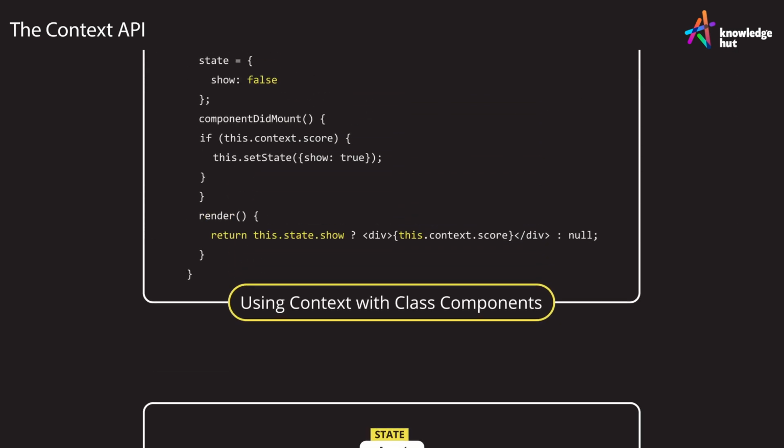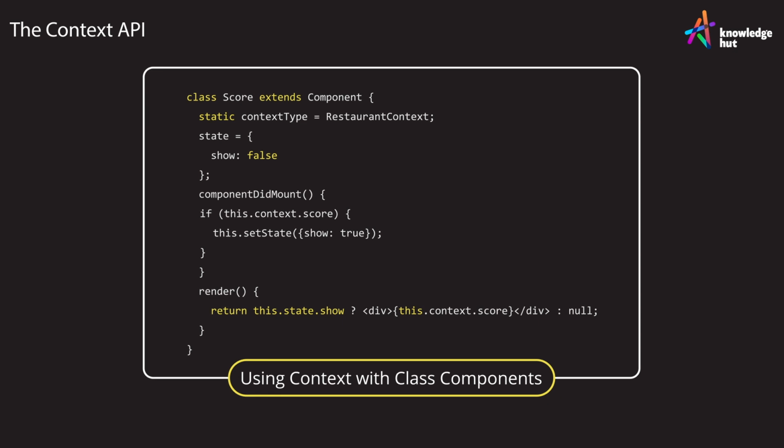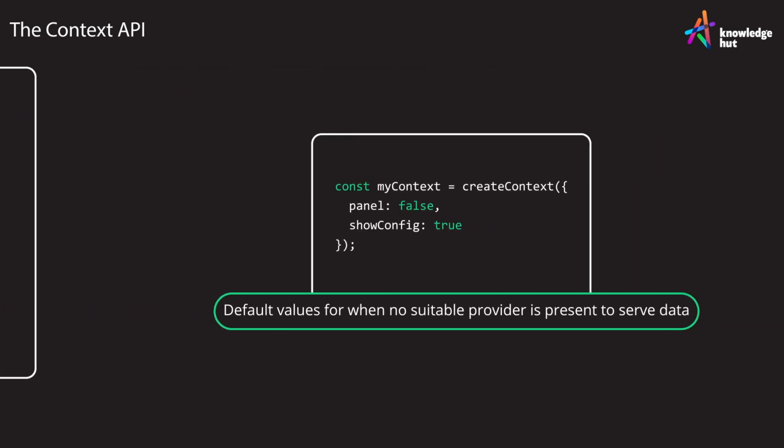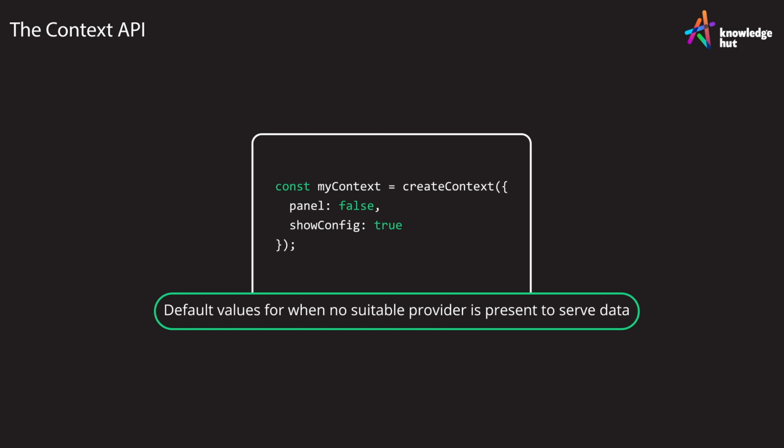If you're using class components, then you can use the context type property as shown here to set the context, after which you can directly access the value of the context anywhere in the class component, including lifecycle methods using this.context.propertyName. You can set a default value to the provider at the create context level. This value will be used if you're trying to access a value at the consumer and no provider component is present upstream to supply the data.